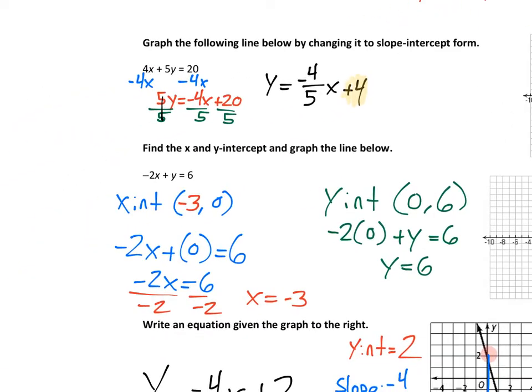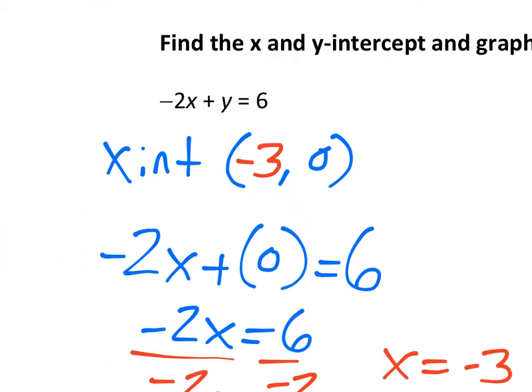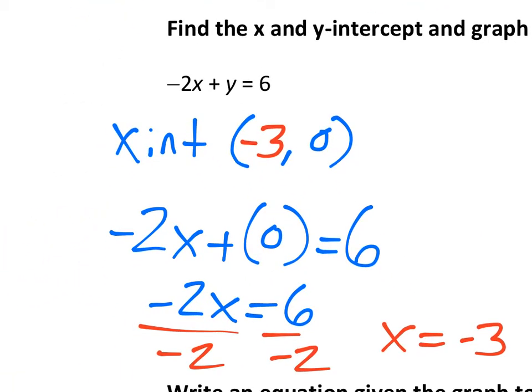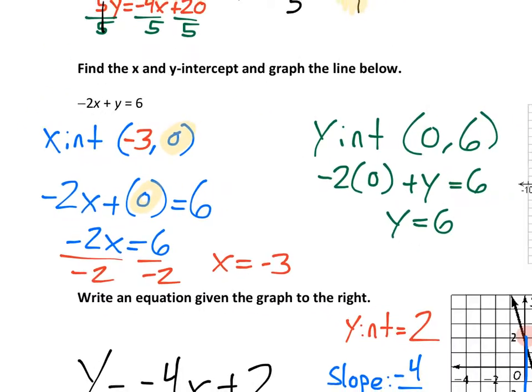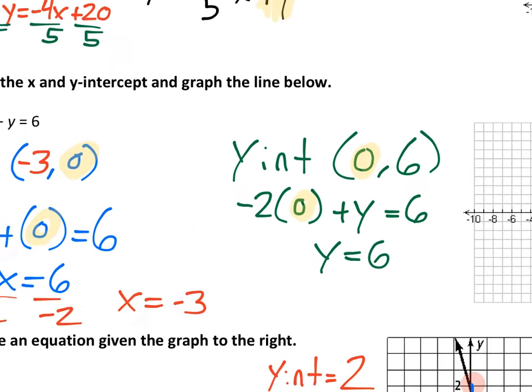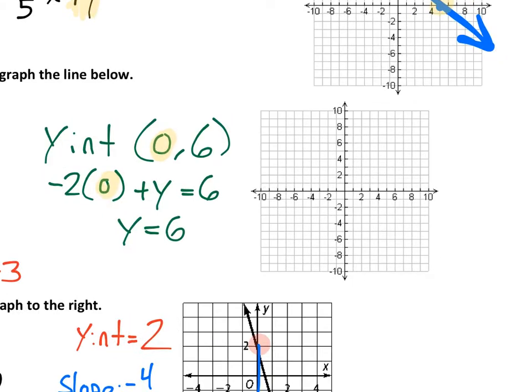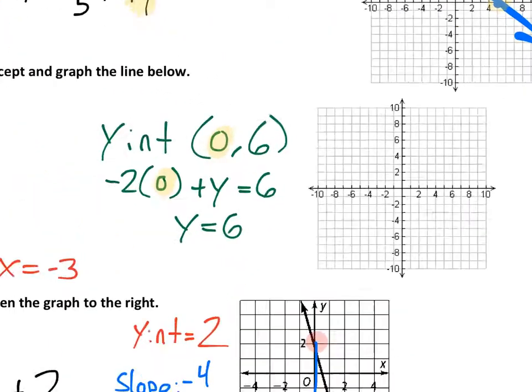Find the x and y-intercept of the line below. This is in standard form. So remember, to find the x-intercept, it's always a 0 in the y direction. Plug in 0 for y, solve for x. X is -3. Very similar for y. It's always 0 in the x direction. Plug in 0 for x, solve for y. Y is 6. Plot the x and the y-intercept.